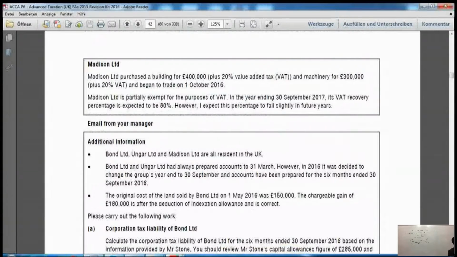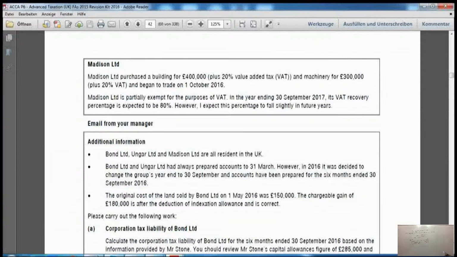It says Madison Limited purchased a building for £400,000. As you can see, it has bought a building costing more than £250,000. So we'll have to apply the capital goods scheme on that, because it is costing more than £250,000 and it is land and building. So it is a building in this case. Plus 20% value added tax, and machinery, it has bought machinery for £300,000.